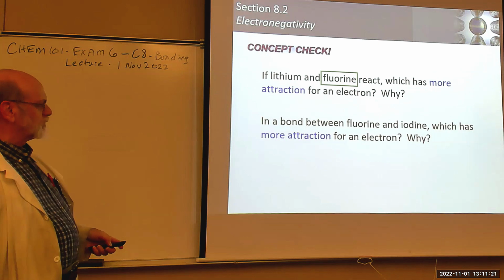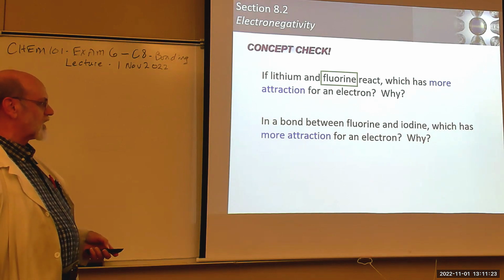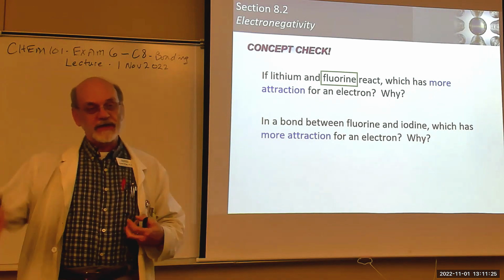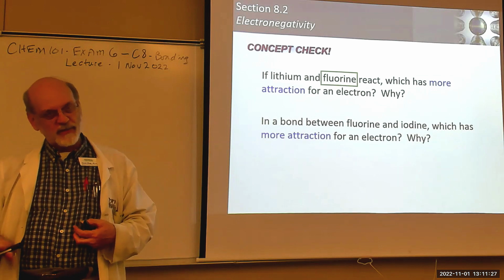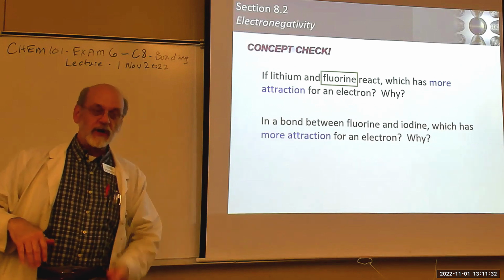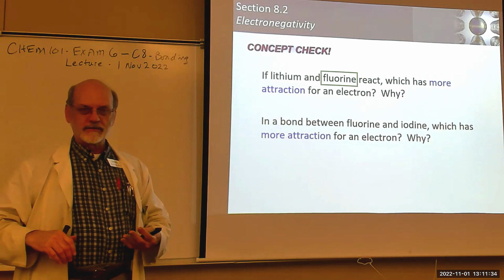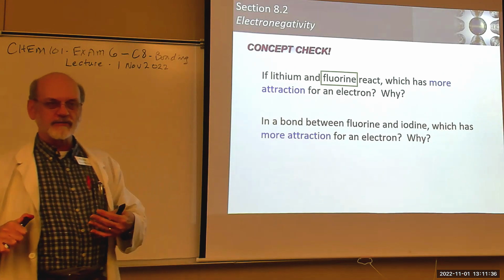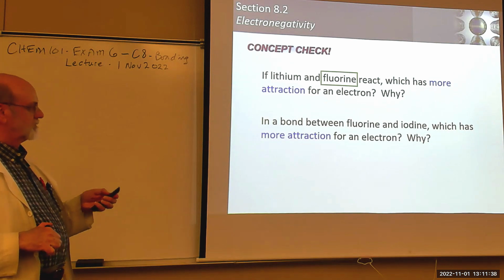And in a bond between fluorine and iodine, which has more attraction? Well, fluorine is at the top of the halogens, iodine toward the bottom. So the trend says lower left, upper right, which means you go up, you have more attraction. So fluorine is going to have more attraction for electrons than iodine.